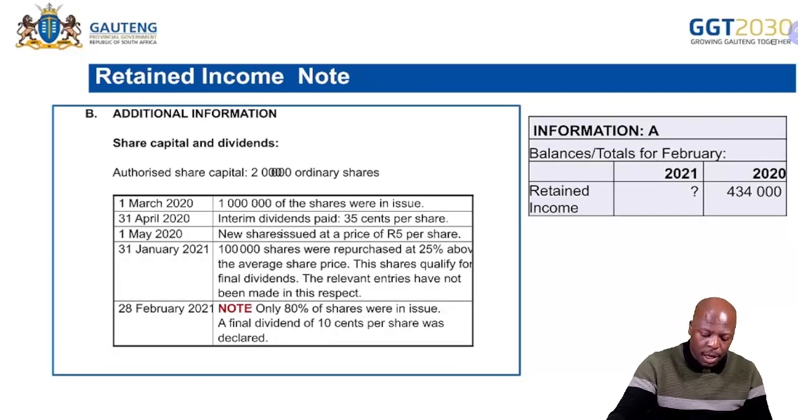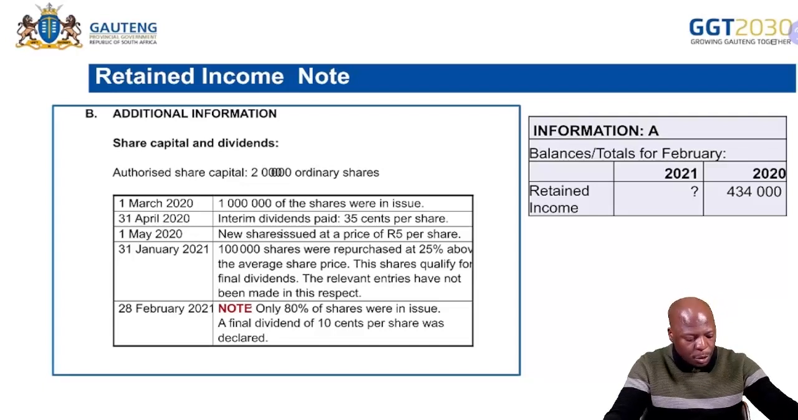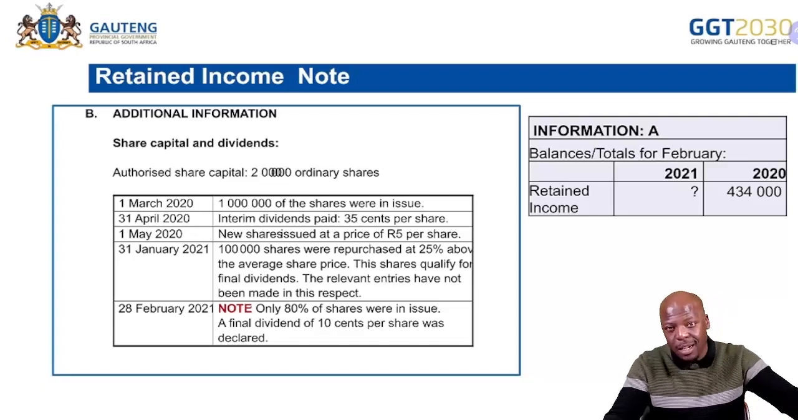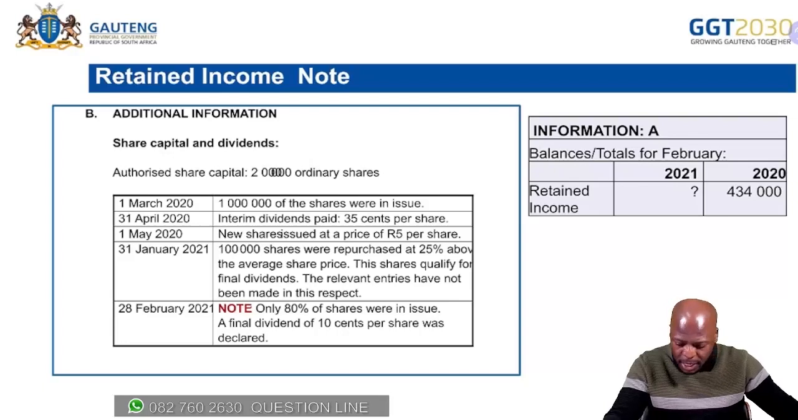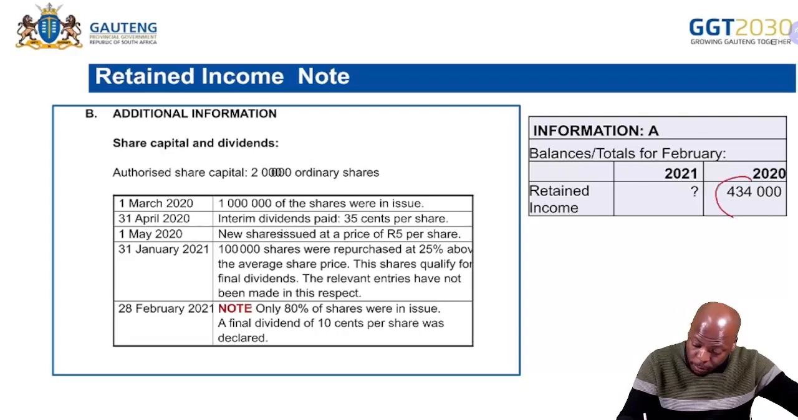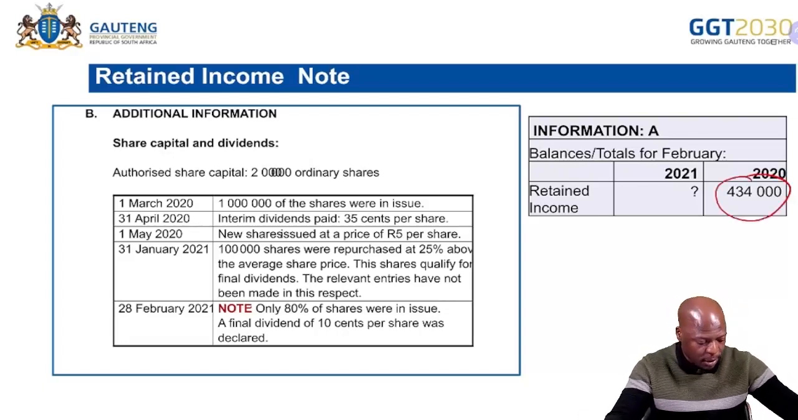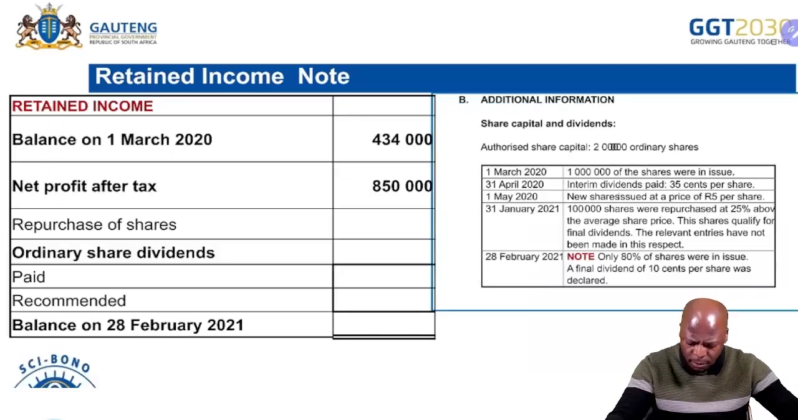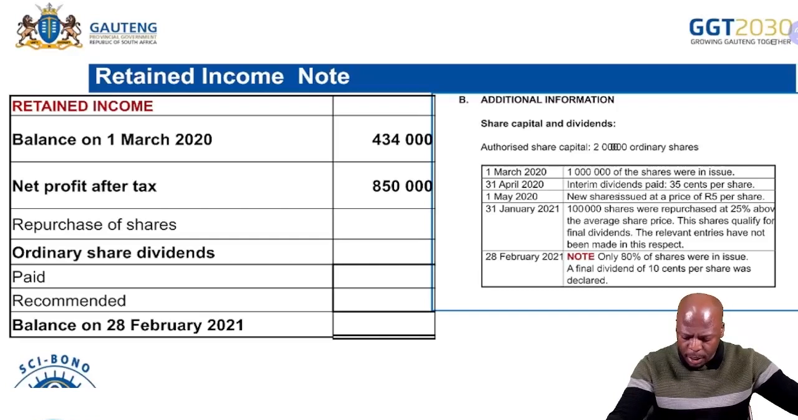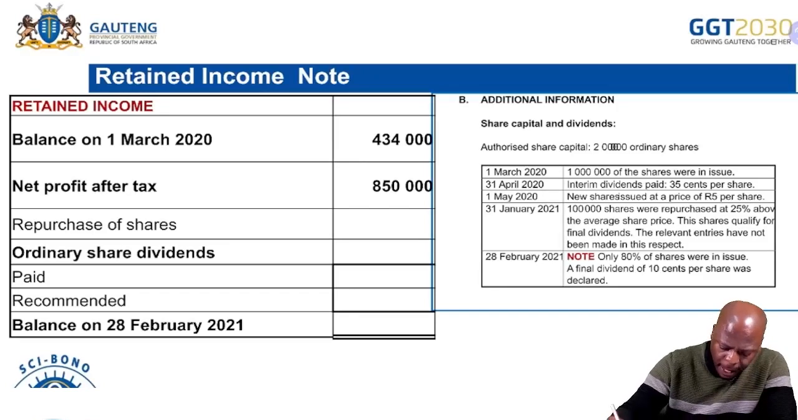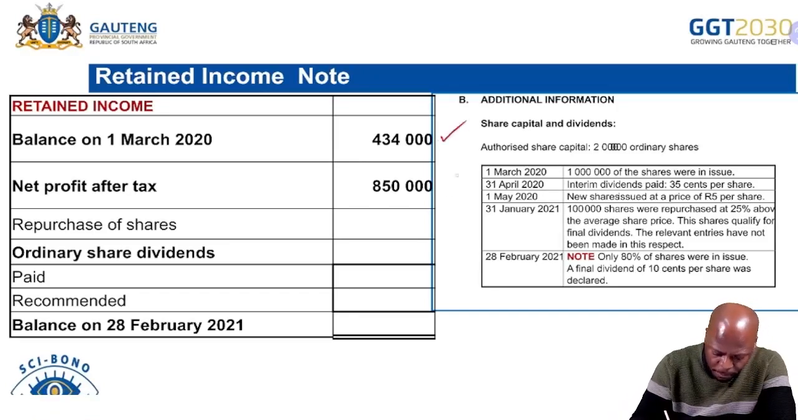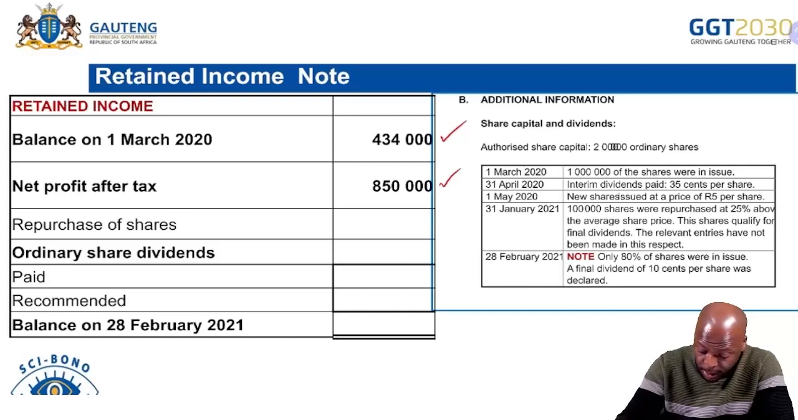Now, I want us to go to the next aspect. The next aspect has to do with your retained income, which is note number 8. So what we're given are balances. We're given balances already, and we have the opening balance, which is 434,000. That is your opening balance. Okay, so I'm going to use exactly the same information. So the balance here we're given is 434,000, and the net profit after tax is 850,000.